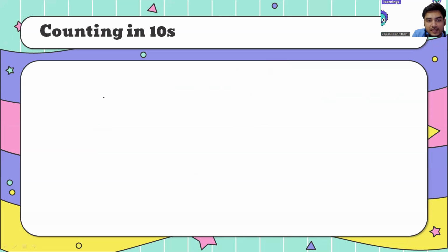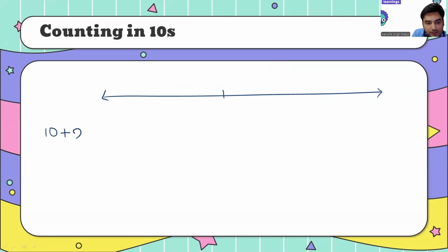Now counting in tens, how you have to count, right? Suppose I tell you count in tens or add in tens, I tell you to add 10 plus 20, right? So you are at 10, 20, and then 30, 40 like numbers. So you will not be adding like 11, 12, 13, 14.